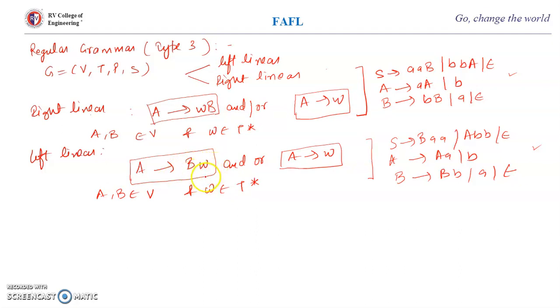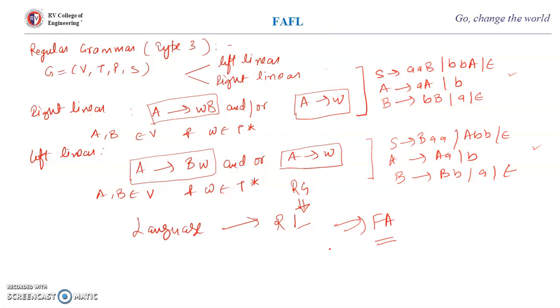And the language generated from a regular grammar is called a regular language. The machine is called a finite automaton, and the language accepted by a finite automaton is called a regular language. So we can construct a finite automaton given a regular grammar.